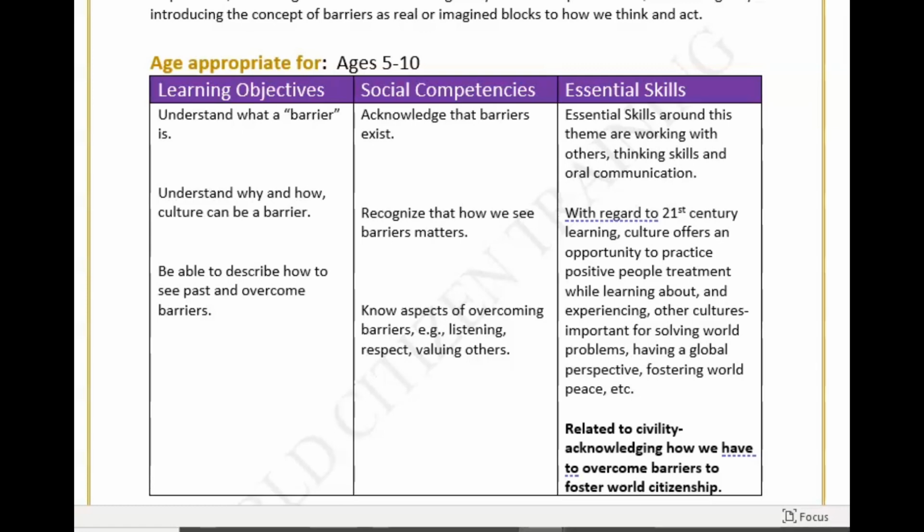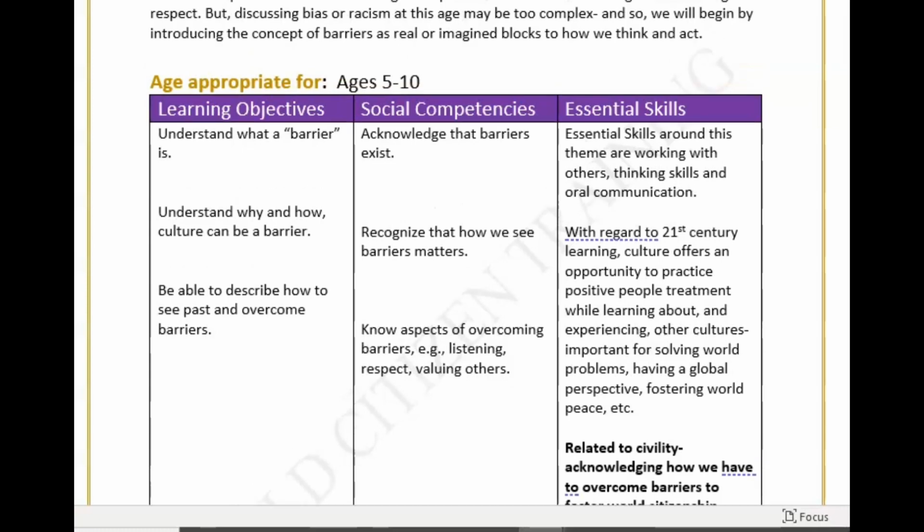So, from a social competency point of view, this is a continuous learning strategy. It also relates to oral communication and thinking skills, and you need to have this mindset in order to collaborate, and part of this skill is built on curiosity, which is one of the 21st century learning competencies. So, listening skills, oral communication, asking questions, those are all aspects of the skill that children need to be able to be culturally competent, and one part of that is understanding cultural barriers.